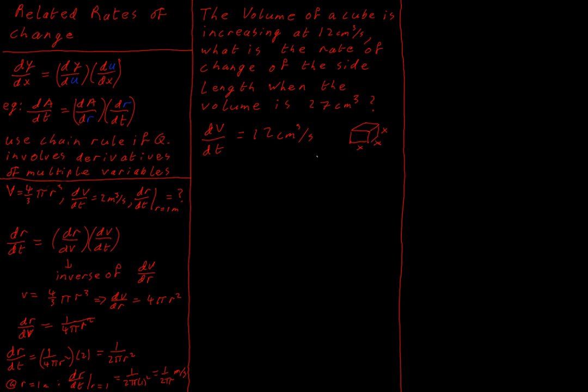And I have information about the volume. So I want the rate of change of the side length, which I've called x. So I want to know what dx/dt is, how the side length is changing in time when the volume is 27 centimeters cubed. So I've been given the derivative of two variables in a single question. So I'm thinking I'm going to need to use my chain rule. I'm going to need to use my related rates of change to get how multiple things are changing at once.